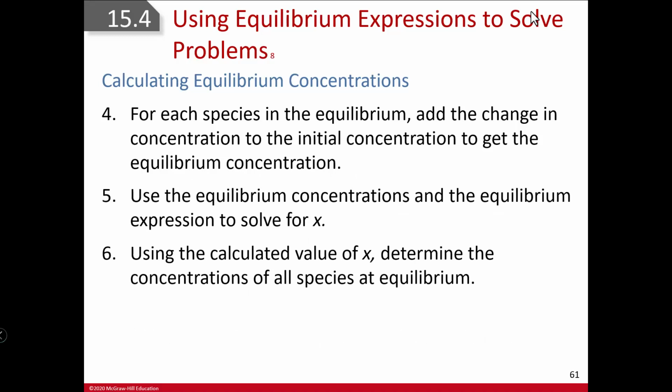Step 4, for each species in the equilibrium, add the change. Make sure you know which way it's going and do the correct changes. Add those two together. You get the equilibrium amounts, the terms for equilibrium, and then you solve for X. Once you solve for X, just make sure that you don't say that's your answer. I know it's a lot of work and it's multiple steps, but you don't say it's the answer. That's X, and then you've got to plug it back into the ice table to find out what the equilibrium species are.